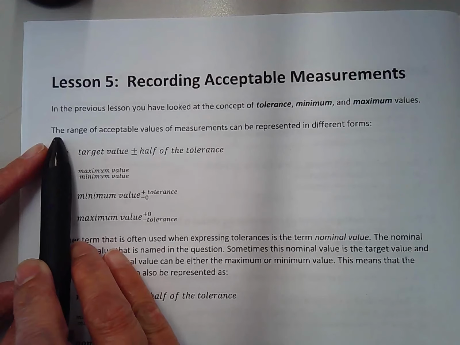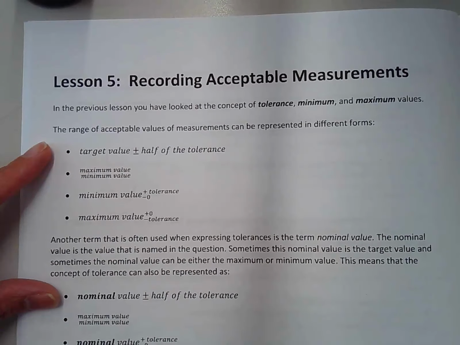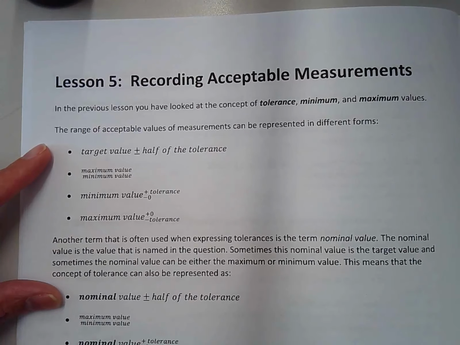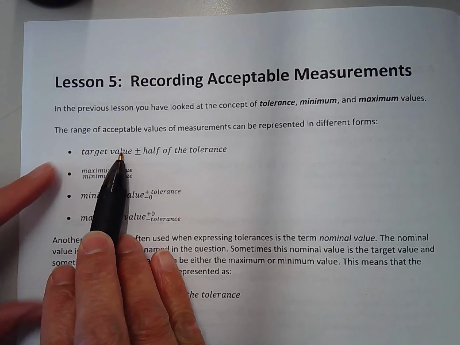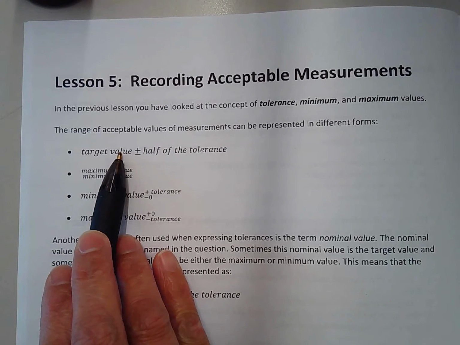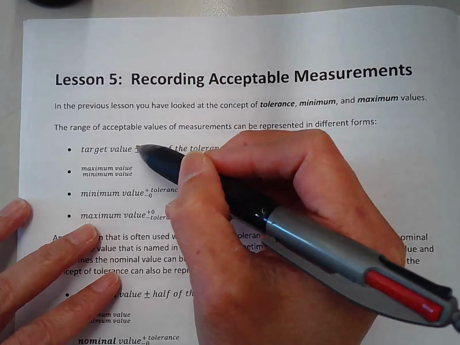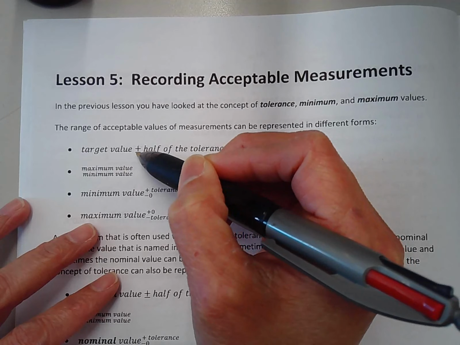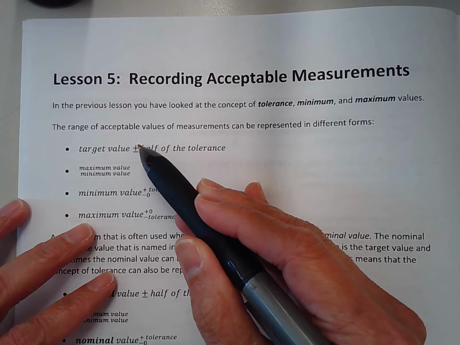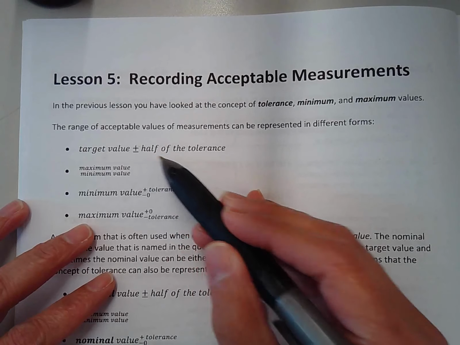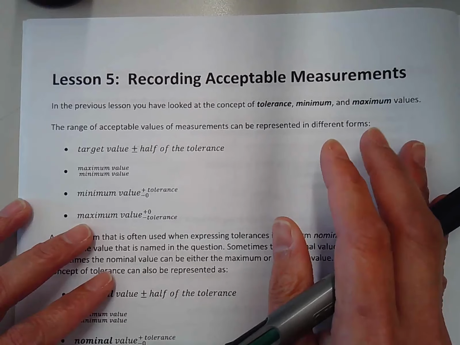So today, the range of acceptable values for measurement can be represented in different forms. So what's allowed? The first one here is the one that we saw yesterday. It says the target value, that's what we're hoping for in terms of a measurement, but it means that we could go a little bit above, so that's why there's a plus, or we can go a little bit below, that's why there's a minus. So give or take, give with the plus, take with the minus, half of the tolerance. Okay, so that's what we talked about yesterday.